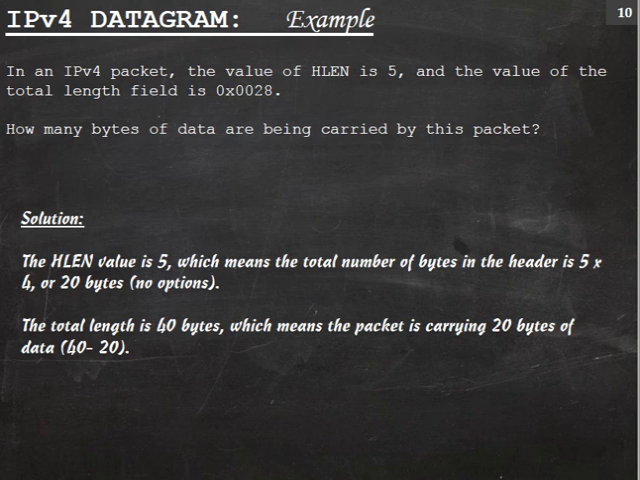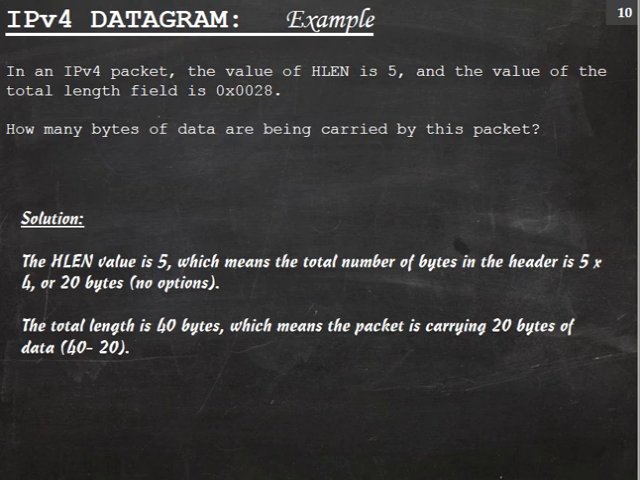0x0028. The x indicates a hexadecimal number. So 28 is a hexadecimal number. When we convert it into decimal, the total length will become 40. So 28 in hexadecimal is equal to 40 in decimal. Now we'll solve the problem.